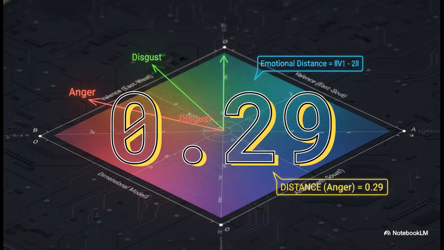For example, the mathematical distance between the vector for anger and the vector for disgust is just 0.29. That tiny number is objective proof of what we already feel, that these two emotions are very, very closely related. But by contrast, look at the distance between the vectors for anger and joy. It's 1.34. A much, much bigger number, which mathematically confirms that these two feelings live very far apart on our emotional map. This is the magic of the bridge, turning subjective feelings into objective, comparable numbers.